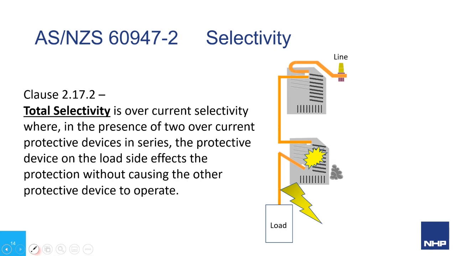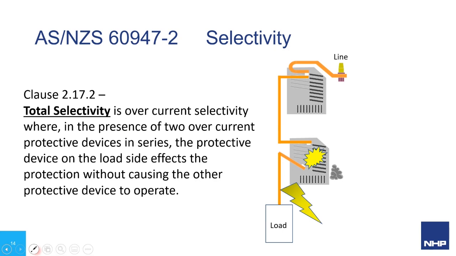Clause 2.17.2 defines total selectivity as the overcurrent selectivity where, in the presence of two overcurrent protective devices in series, the protective device on the load side affects the protection without causing the other protective device to operate. So it fairly much follows simple overcurrent selectivity. However, it defines that this is up to the full level of the expected fault, called total selectivity.